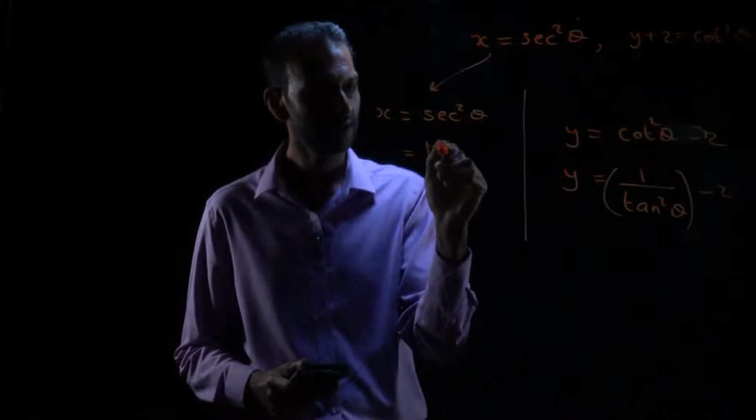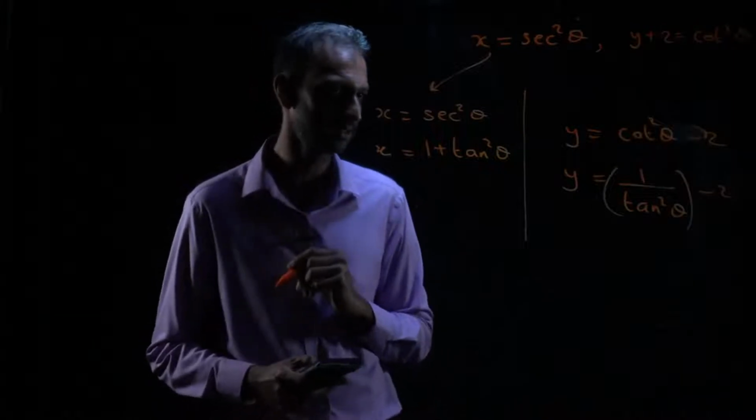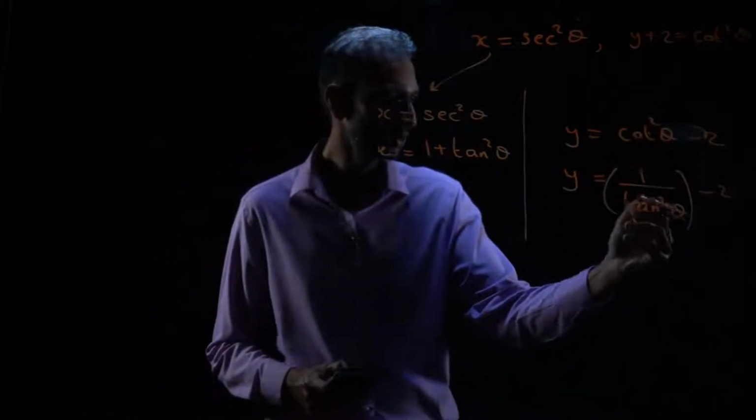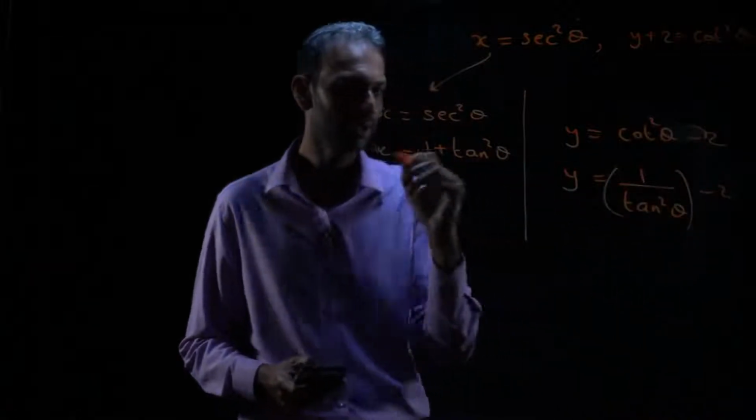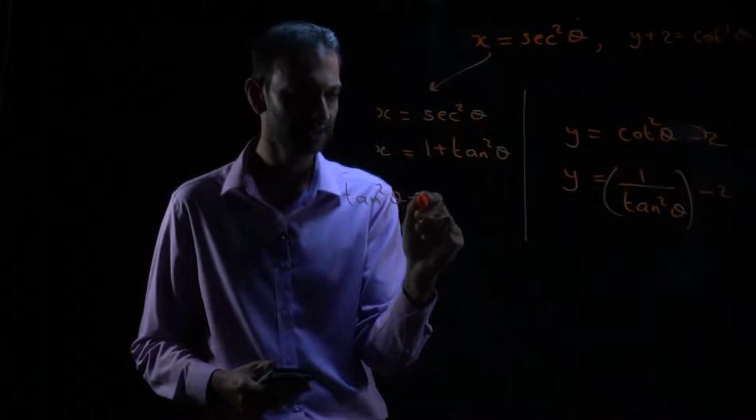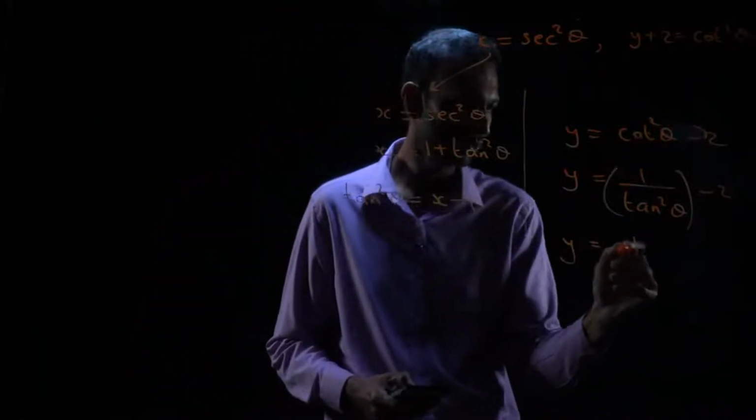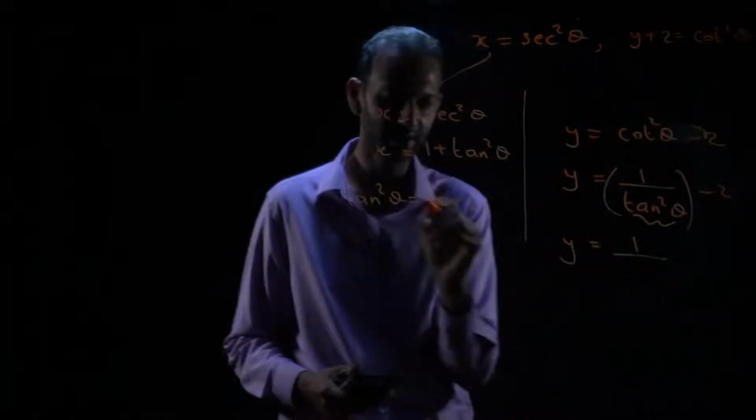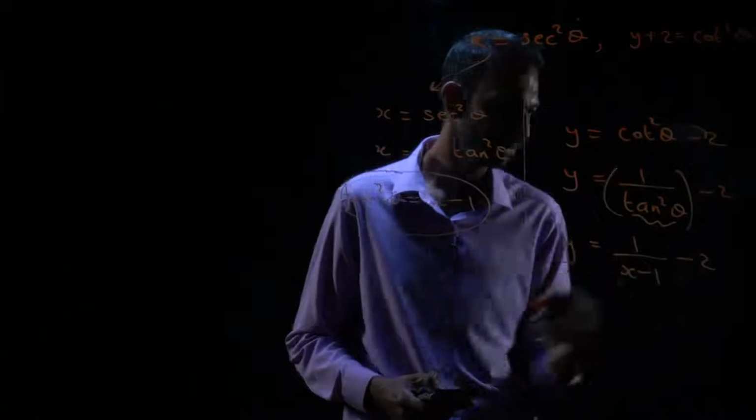Sec squared theta is 1 plus tan squared theta, which is equal to x. Now, we need to replace the tan squared theta in the second expression for y by using the first one for x. So tan squared theta is equal to x minus 1. So y is equal to 1 divided by tan squared theta, which is here, x minus 1, minus 2.